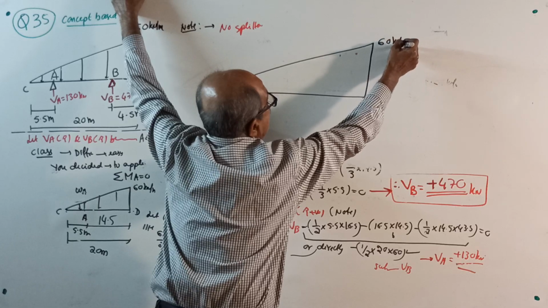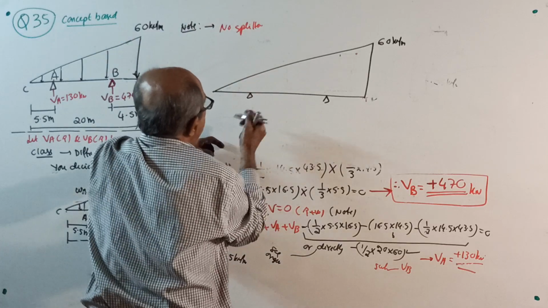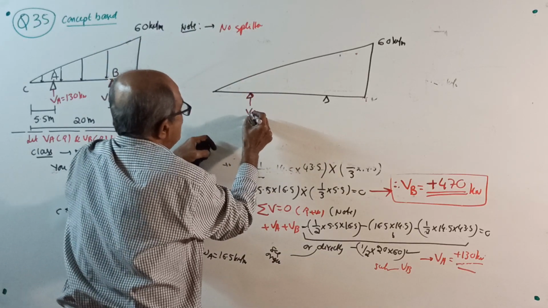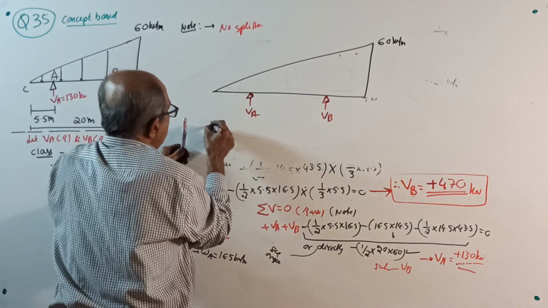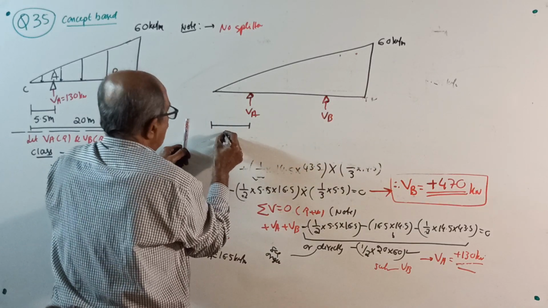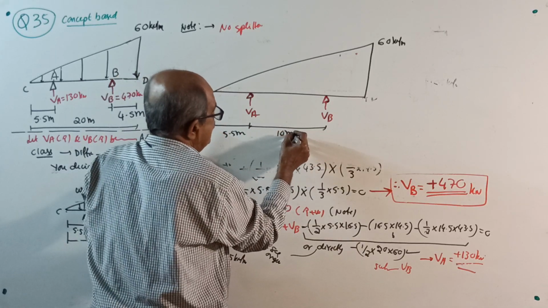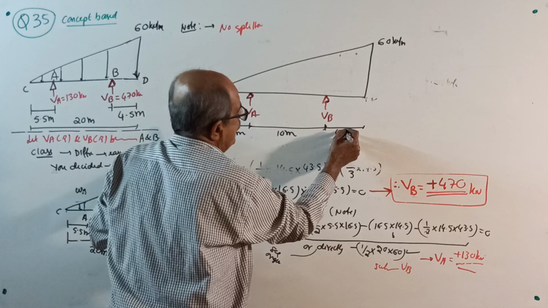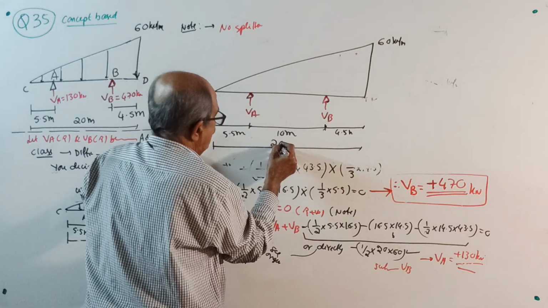Kilonewton per meter. This is the reaction, this is the reaction. This is your VA. This is your VB. This length is 5.5 meter. This is 10 meter. And this is 4.5 meter. And if you want the total length, it is 20 meter.